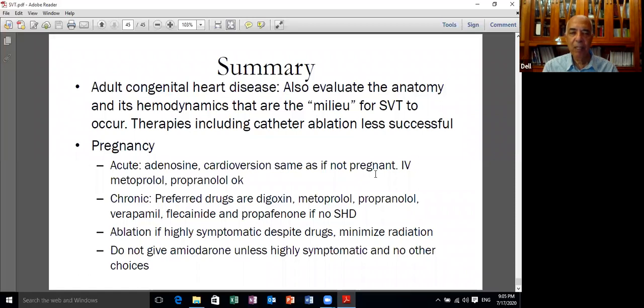If the distance between the beginning of the QRS and the P wave is more than 70, we think it is AV re-entry tachycardia. We prove this by electrophysiology and we treat based on that.